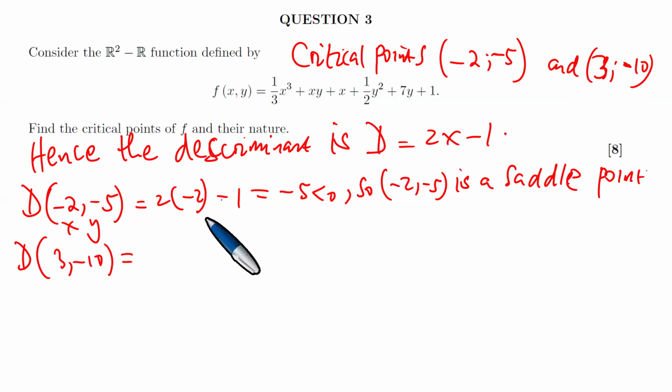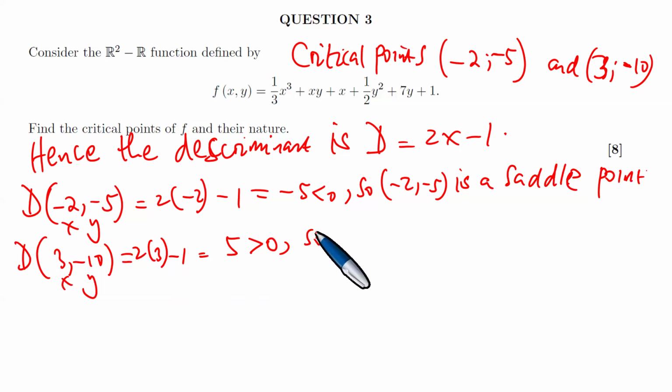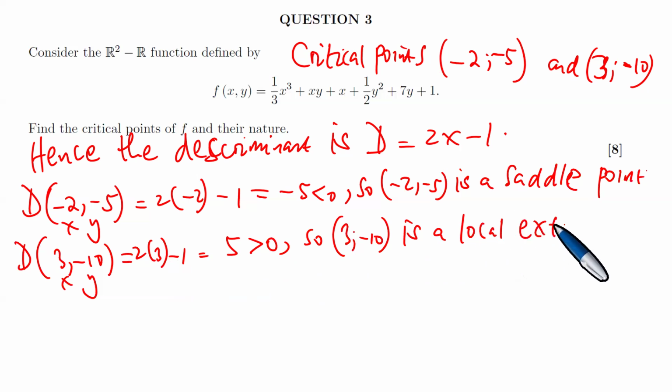Now the discriminant is to be evaluated at (3, minus 10). Let's substitute here. It is 2x minus 1, so 2x is 6, minus 1, giving us 5. And this 5 is a positive number. So (3, minus 10) is a local extremum.